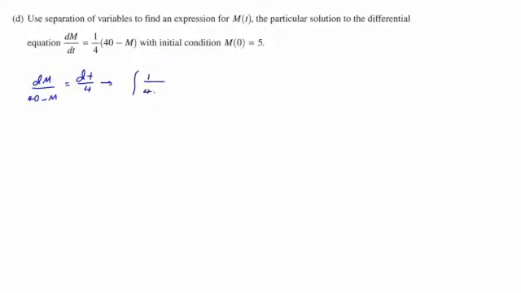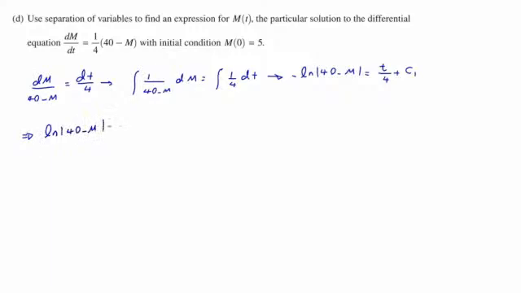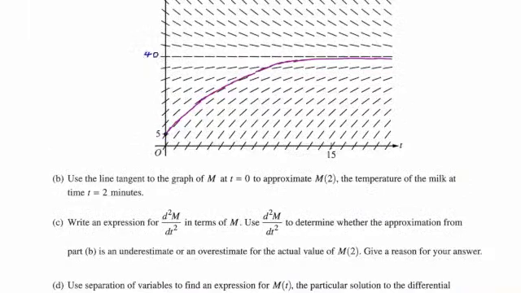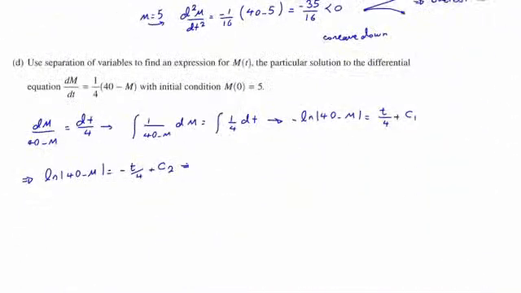We can write it as 1 over 40 minus m dm equals 1/4 dt. The left side will be negative ln of the absolute value of 40 minus m, and the right side equals t over 4 plus, for example, c1. Then we can say ln of 40 minus m equals negative t over 4 minus c1, and because c1 is a constant, we can say plus c2. Then we know by the graph and the assumption of the problem that our graph is always less than 40, so 40 minus m here is positive. So we can get rid of the absolute value.